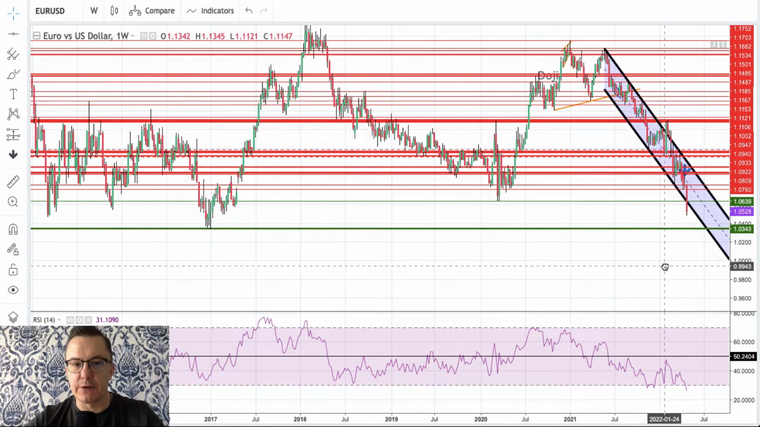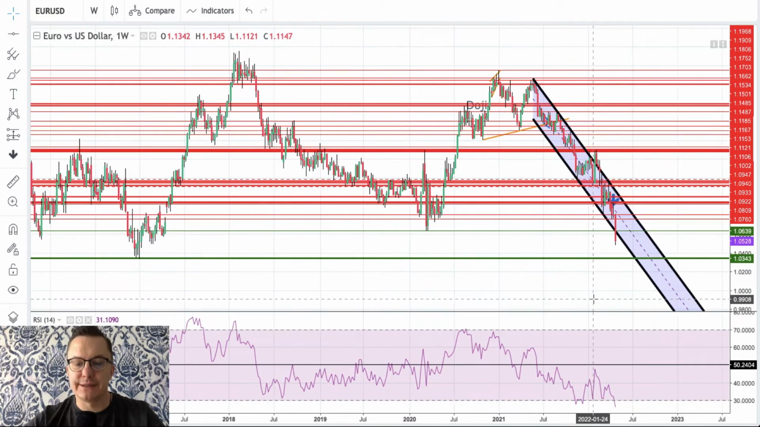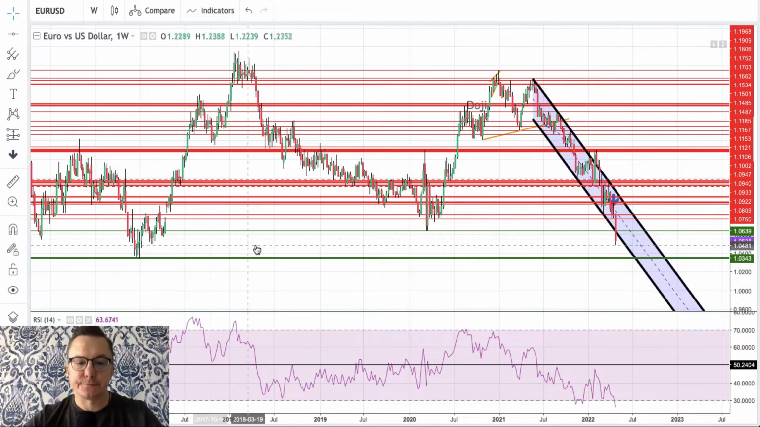So this is very, very important level. This is very, very important price behavior. So please keep an eye on this level and this price behavior here. Four weeks of bouncing up and down, up and down, making the bottom possible, and then a rally.